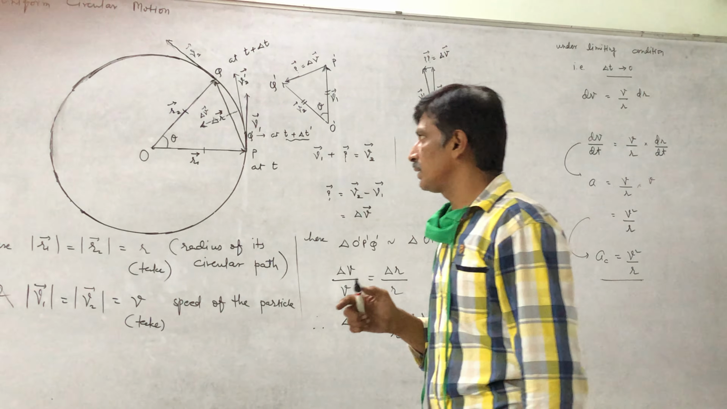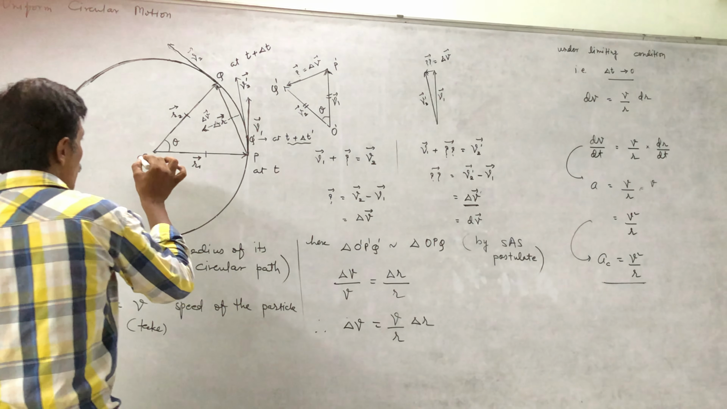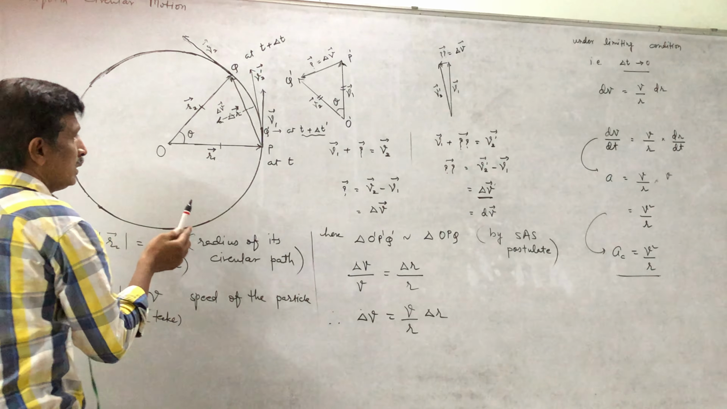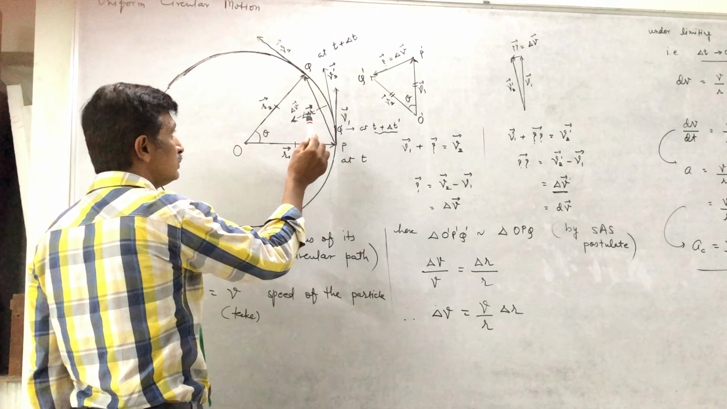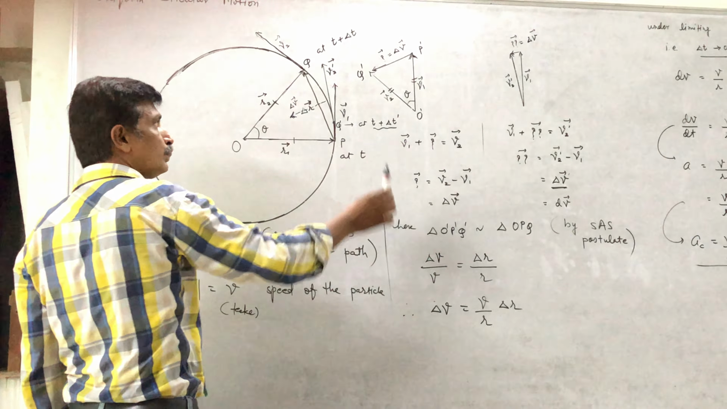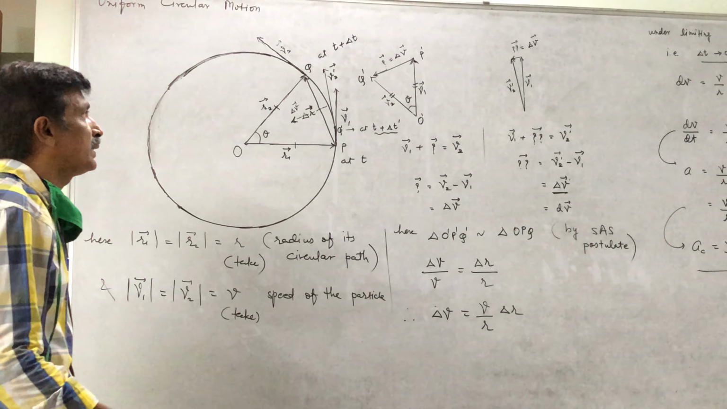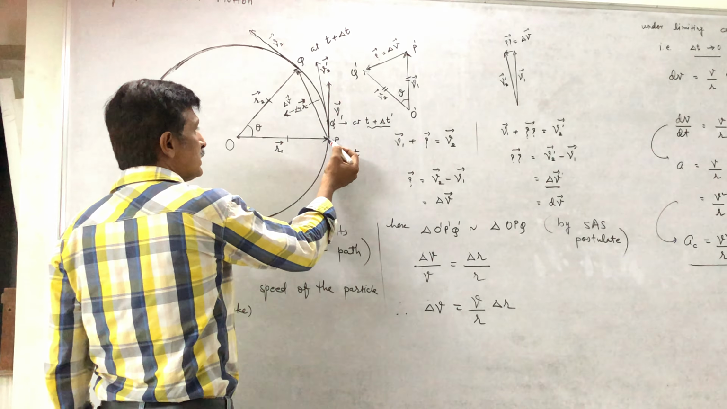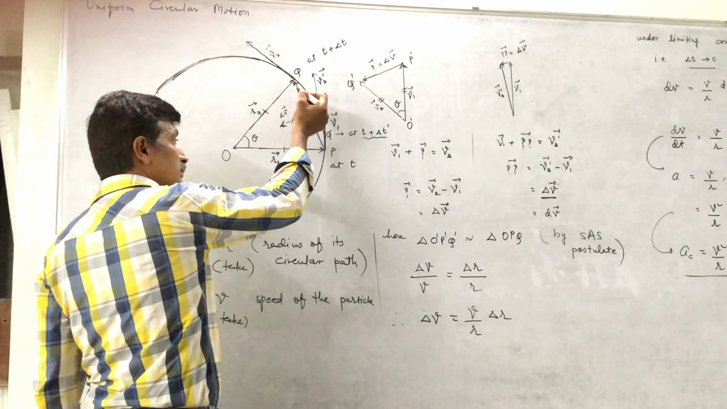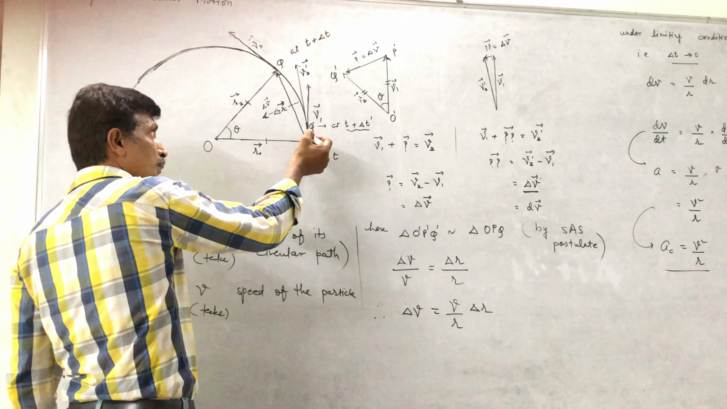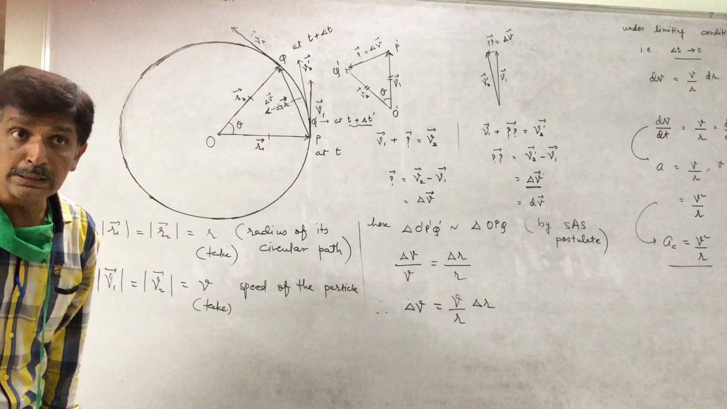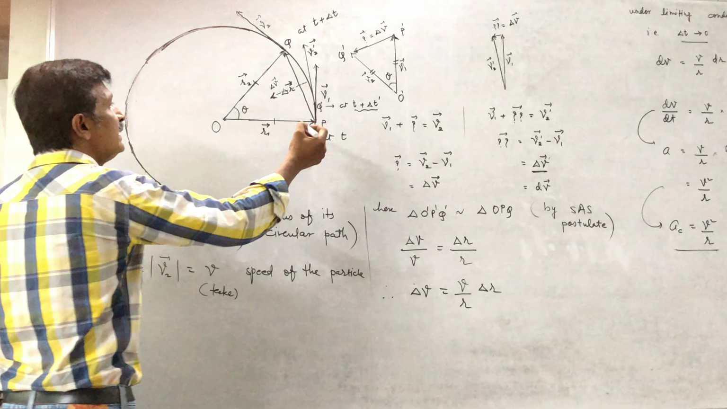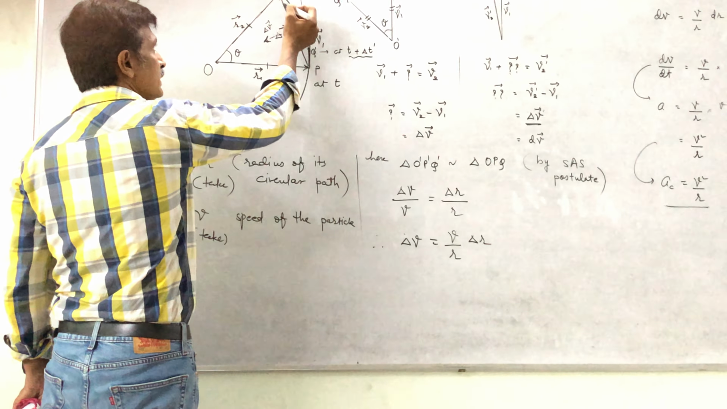Now consider these two triangles OPQ. This one is R1, the initial position vector at time t. This is R2, the position vector of the particle at time t plus delta t. So this vector connecting the initial position to the final position is called the displacement vector. It is delta R, displacement.